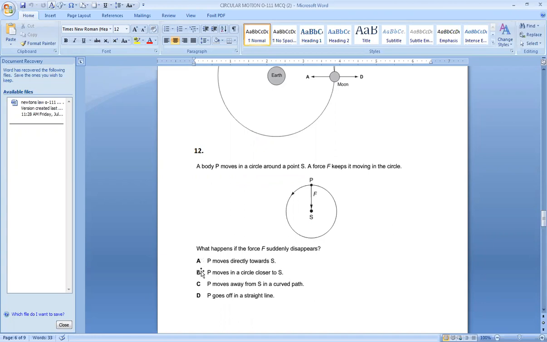The first 3 answers are wrong. D is your option. As I'm saying, P will go to the left along the direction of the velocity, and that is the direction of the tangent to the circle.